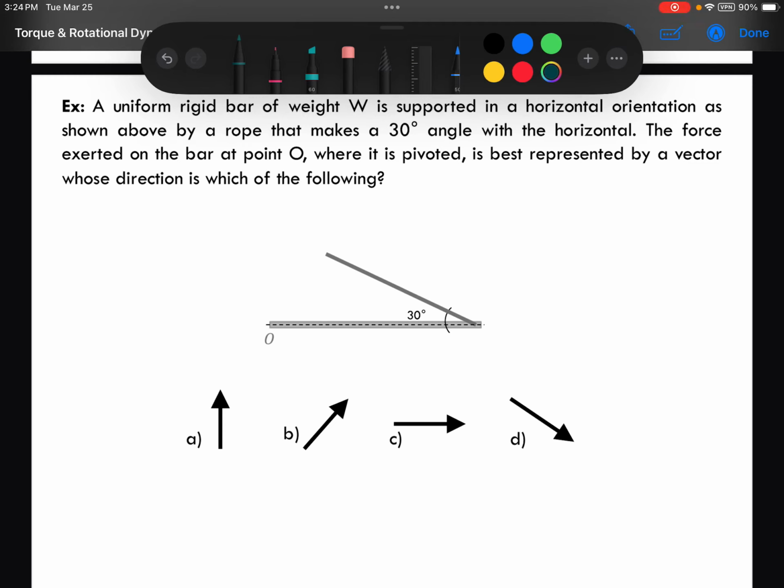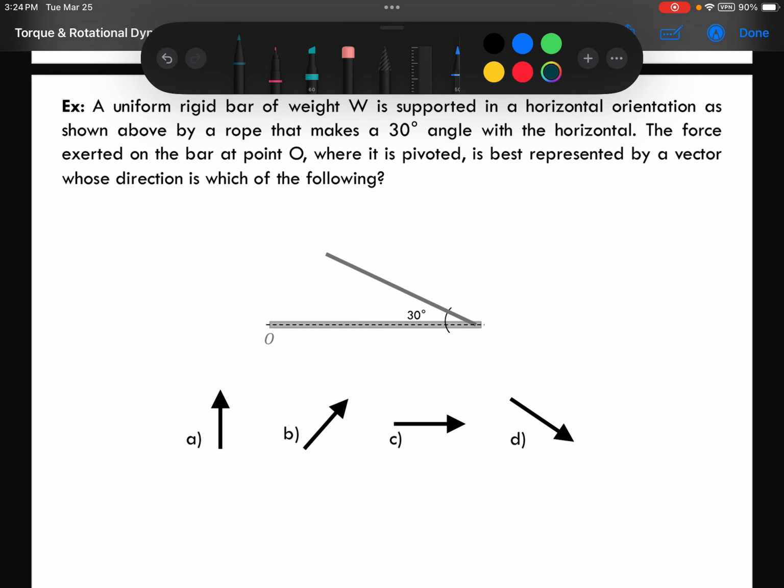The next example, a uniform rigid bar of weight W is supported in a horizontal orientation as shown by a rope that makes a 30-degree angle with the horizontal. The force exerted on the bar at point O, where it's pivoted, that's our axis of rotation, is best represented by a vector whose direction is which of the following.